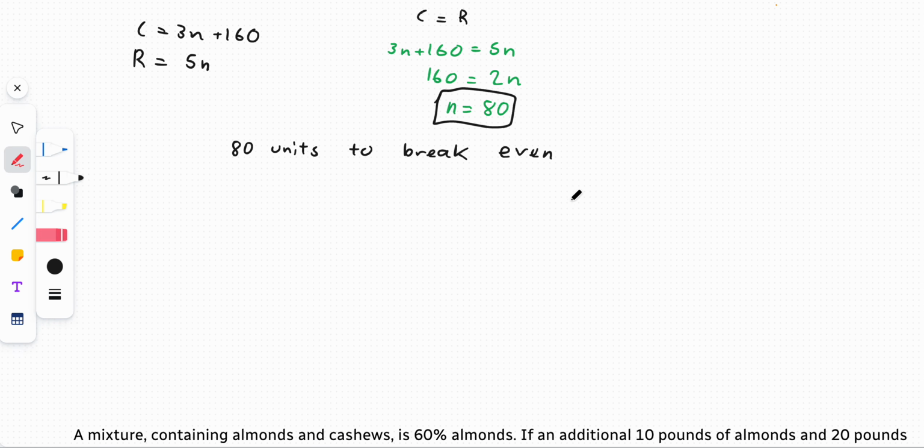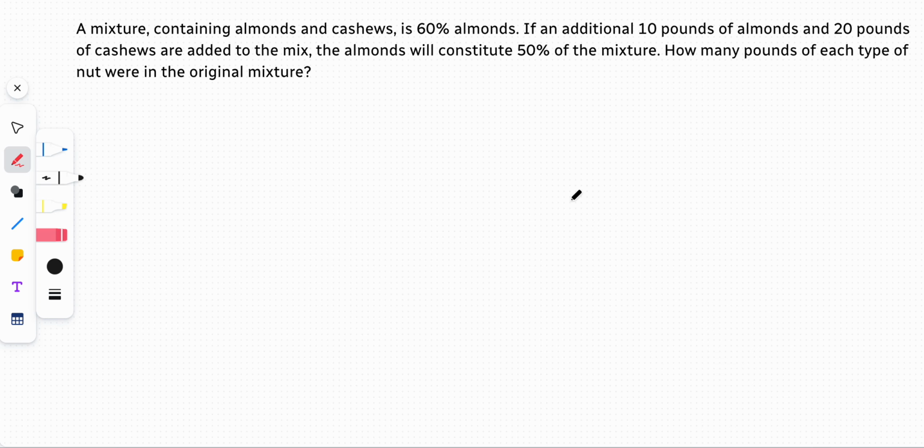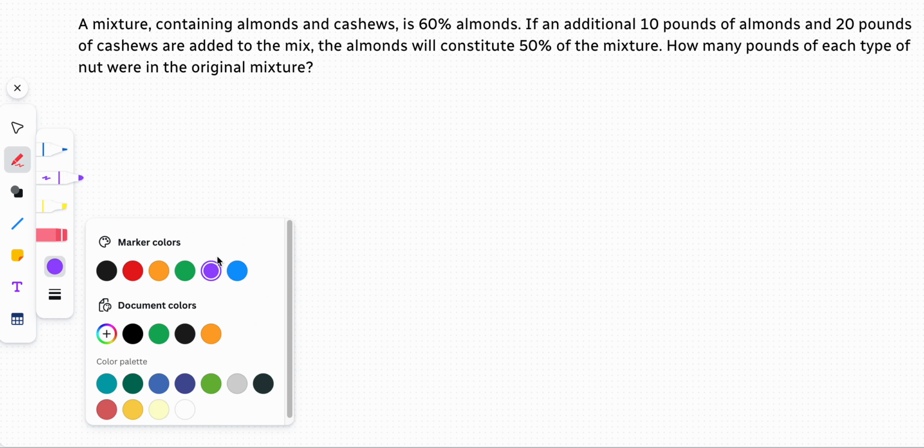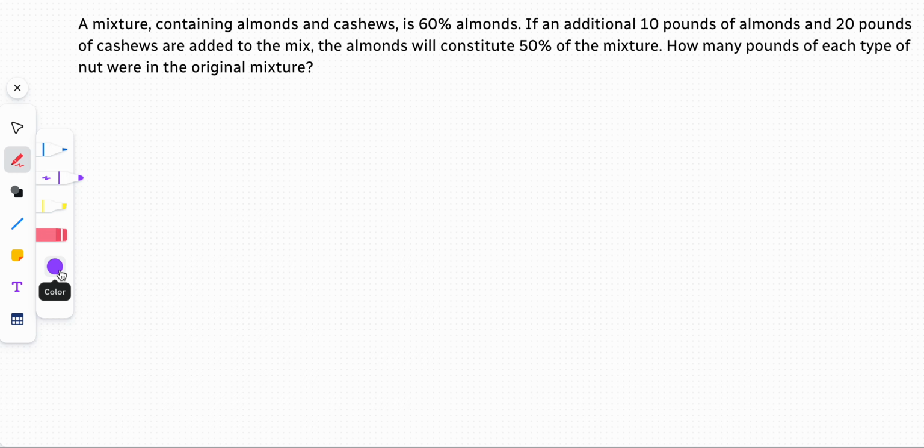So let's do one more word problem. Okay, so a mixture containing almonds and cashews is 60% almonds. If an additional 10 pounds of almonds and 20 pounds of cashews are added to the mix, the almonds will constitute 50% of the mixture. How many pounds of each type of nut were in the original mixture?